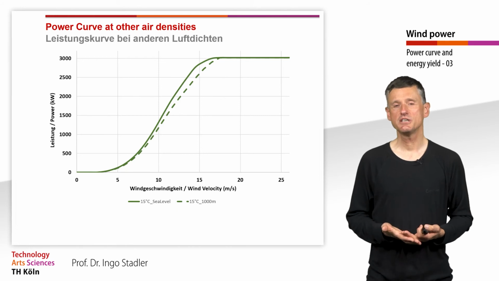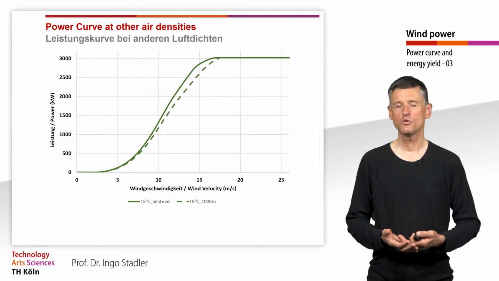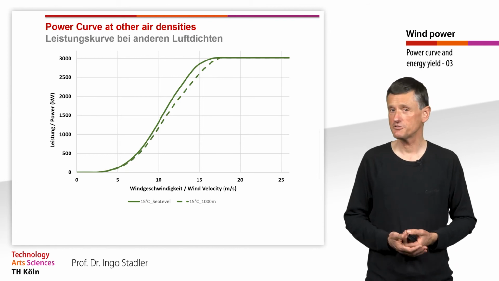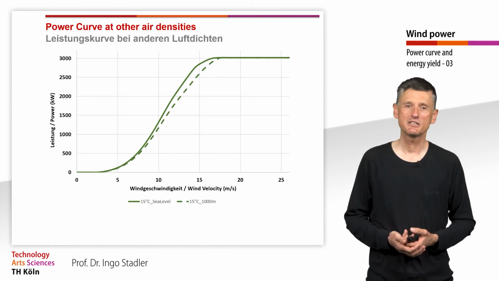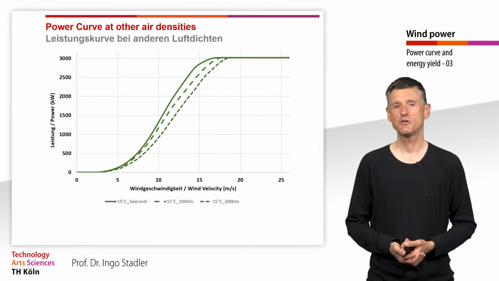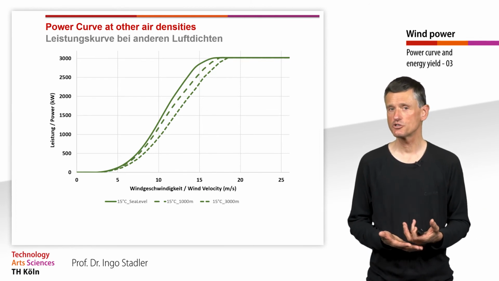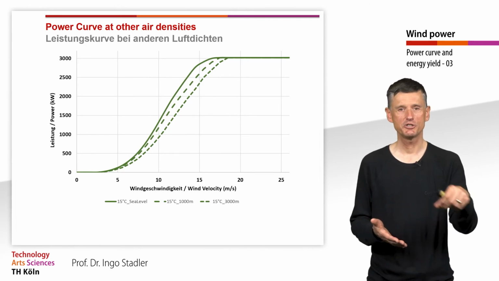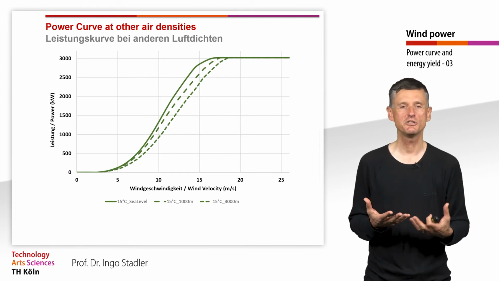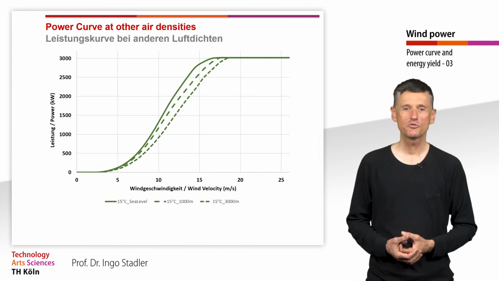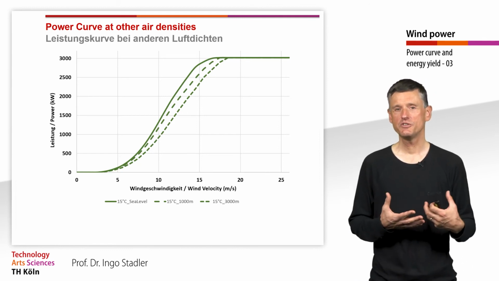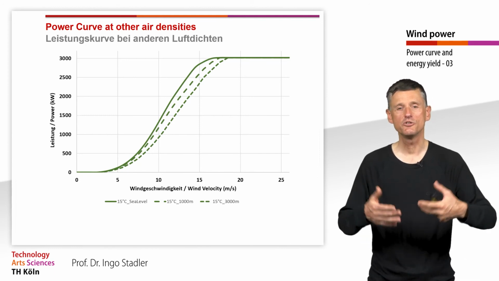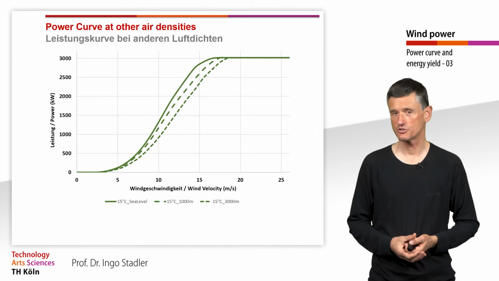And then we see that we also have a lower power output. And when we even go to mountains of 3,000 meters, then we see that the decrease in power output is even stronger. So when we do our calculation just on a sheet of paper, we always use this 1.2 kilogram per cubic meter, but when we apply software like WindPro, for example, they already consider this behavior of the air density.